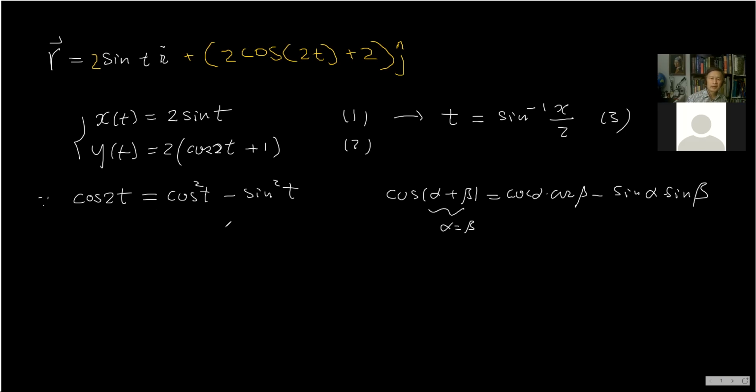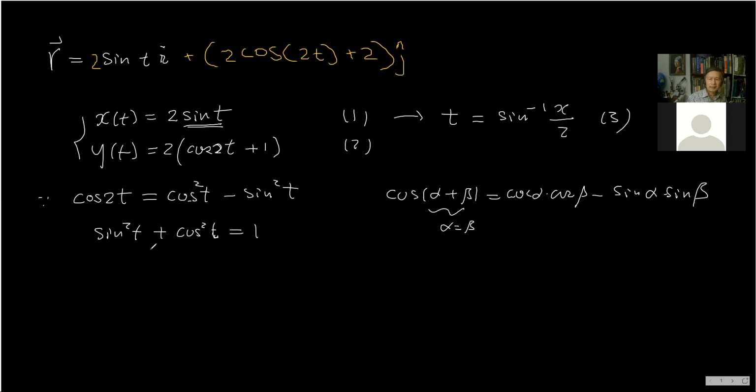Another thing is that we know sine t, so we can rewrite the cosine in terms of sine t. We have the identity sine squared plus cosine squared equals 1. This is the Pythagoras theorem.